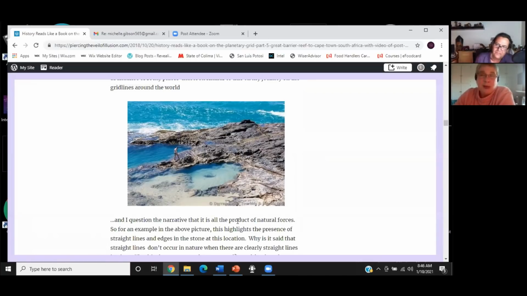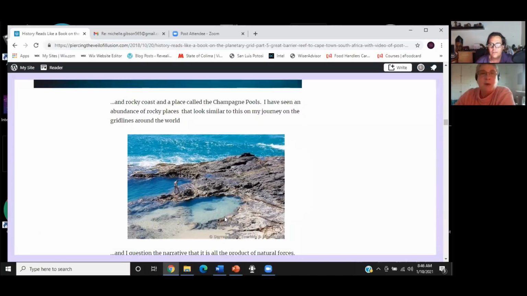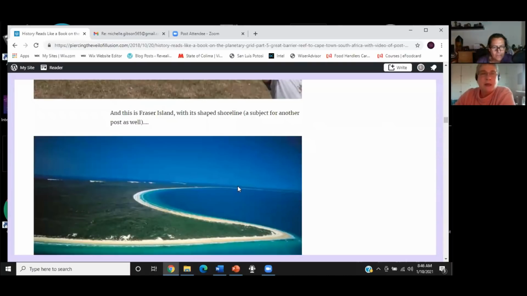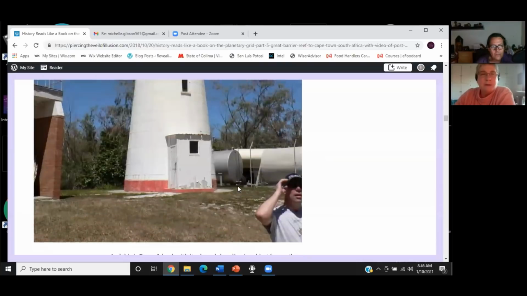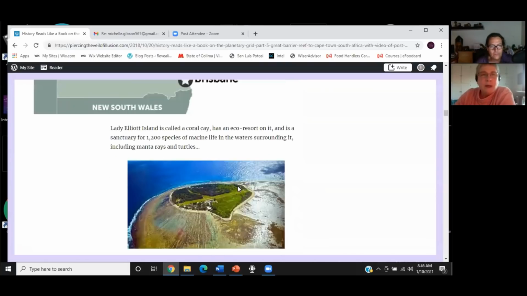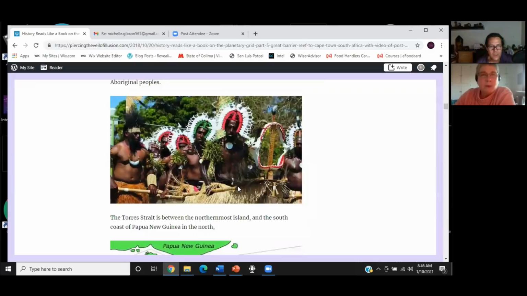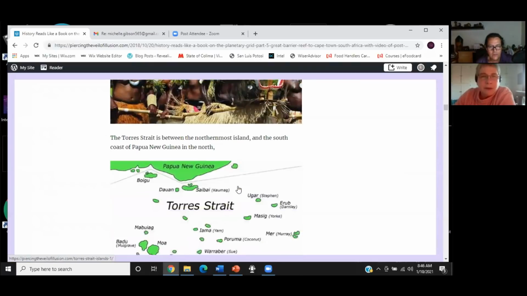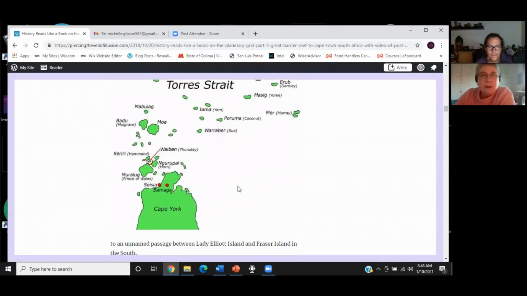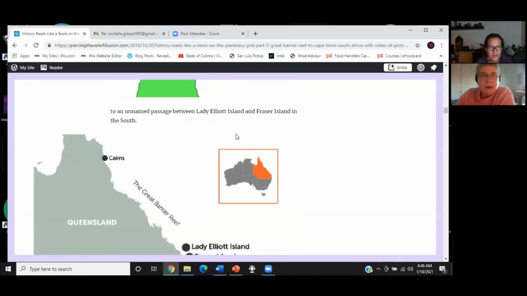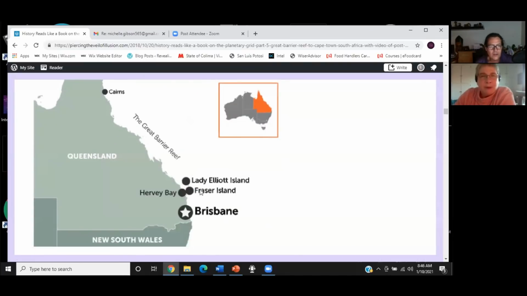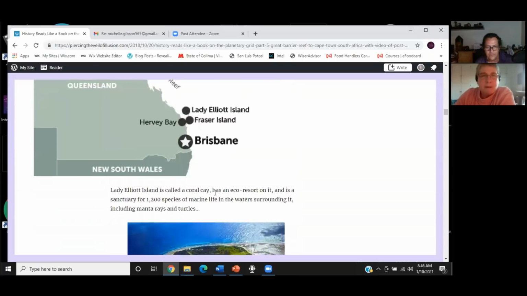I don't know. That's a good question. I do believe it was terraformed. Whether all at once or over time, I don't know. But that's just an example of this here. So this is Fraser Island in the Great Barrier Reef area. Let's see. Torres Strait, yeah. That's a bit north of the Great Barrier Reef. Okay, so this is Fraser Island down here.